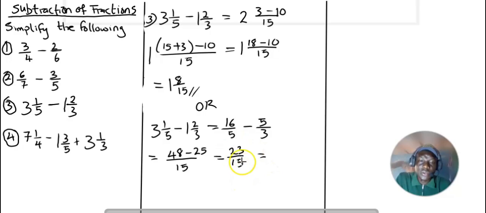Remember, I say you cannot leave your answer as an improper fraction. You must always convert it to a mixed number. Converting this to a mixed number, we've also done that. If you don't know how to do that, please remember I say you should go back to our first video on introduction to fraction. That's where we explain this better. So you have 23 divided by 15 will give you 1, remainder 8 over 15. So this is your final answer, because there's no number that can divide 8 and 15.